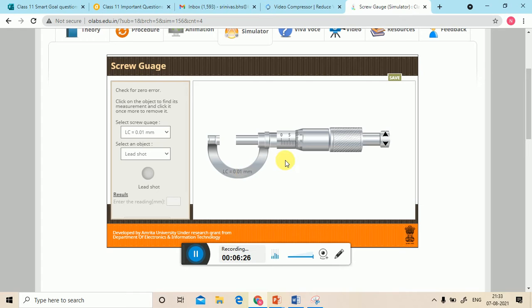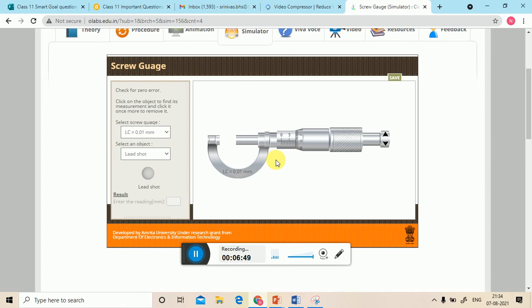So if you know how to find out the least count of this screw gauge, it will be easy for you to find out the diameter of the given object. That is the first step. Now the second part of this screw gauge is measurement of error. What is this error and how to rectify this error using this screw gauge?